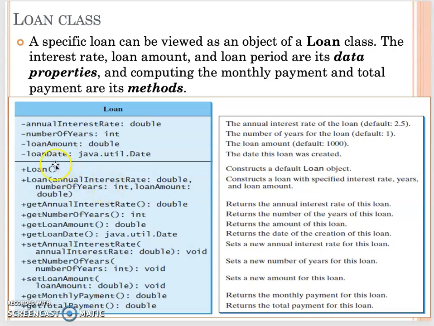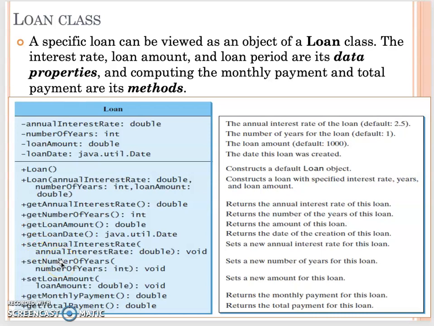Because when your object is created, the date time is decided. After we have those private data, we have the getter functions for annual interest rate, number of years, loan amount, and loan date. We have setter functions for the annual interest rate, number of years, and the loan amount. Sometimes your loan year can change, your rate can change, but the loan date we don't change because that's the day you start the loan. So you can update those values. Then here we have getMonthlyPayment and getTotalPayment to calculate the loan payment. So that's your UML diagram.